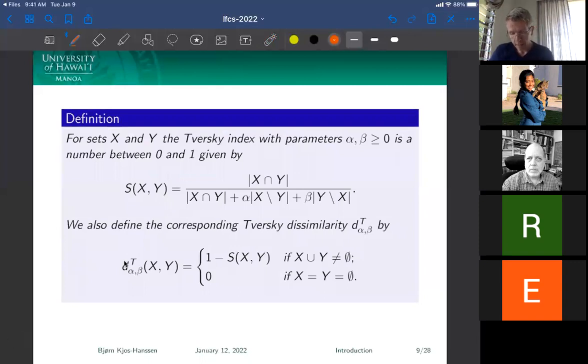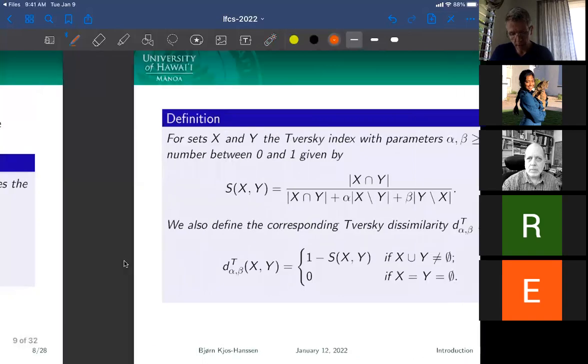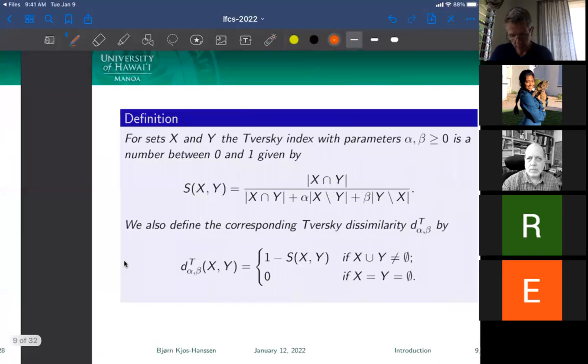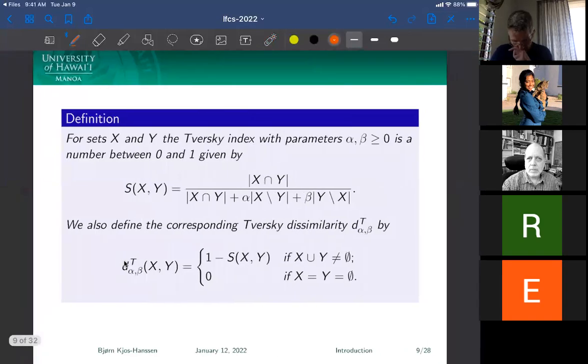Okay, and then the definition that was made by Jimenez et al. goes like this. So in terms of parameters alpha and beta, we define this fraction. So they were looking at it from the opposite point of view, where instead of distance, you talk about similarity. But if we want to get a distance or dissimilarity, we can just do 1 minus that.